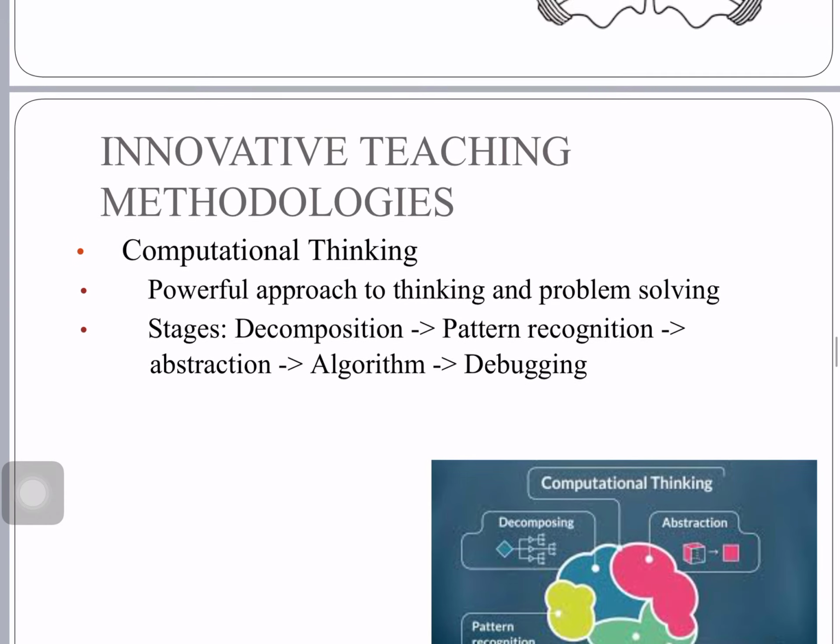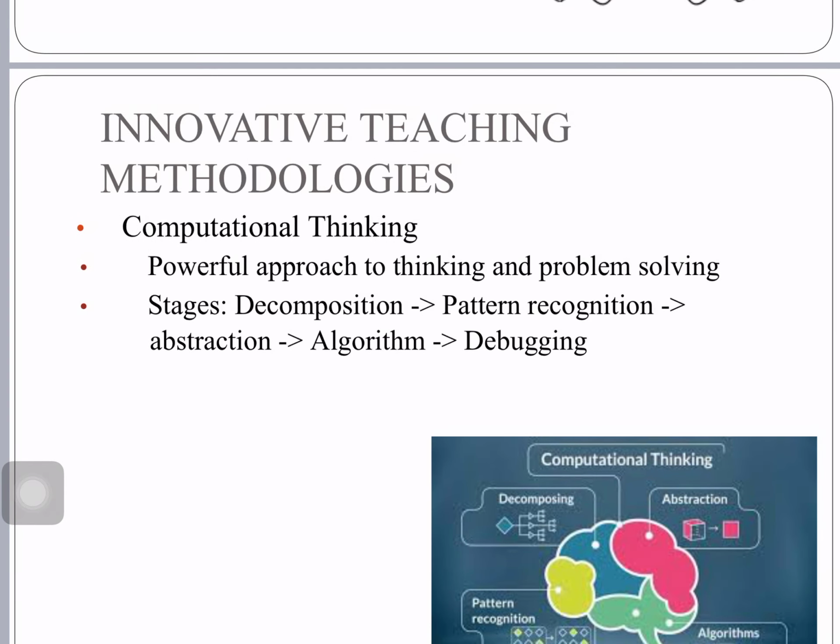The next type of methodology is computational thinking. Computational thinking is more a scientific methodology than the previous methodologies. However, this is a powerful approach to problem solving. Especially when there are complex problems involved, computational thinking lends a helping hand.